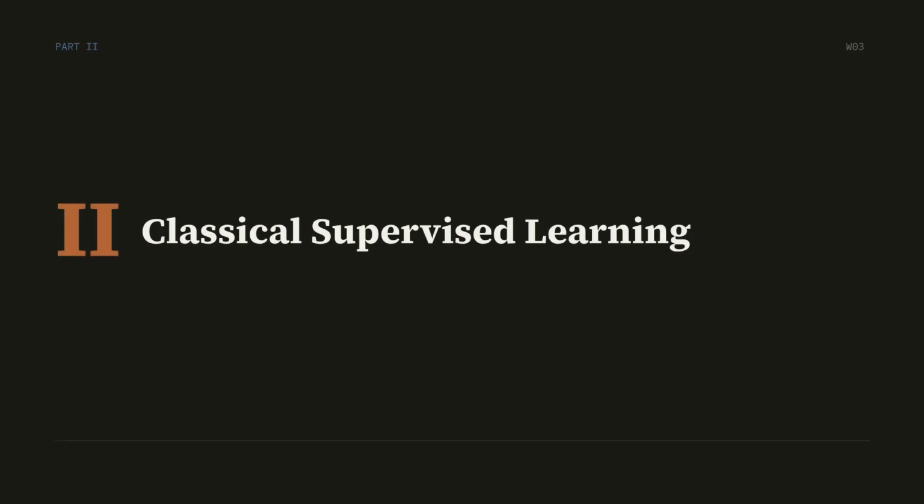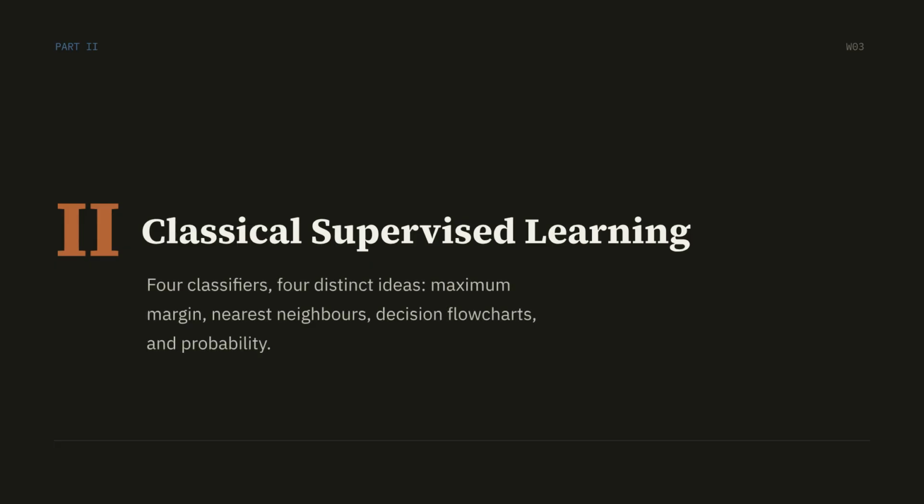Part 2 focuses on classical supervised learning. We cover 4 key classifiers: support vector machines, k-nearest neighbors, decision trees, and naive Bayes. Each relies on a unique conceptual approach to classification.